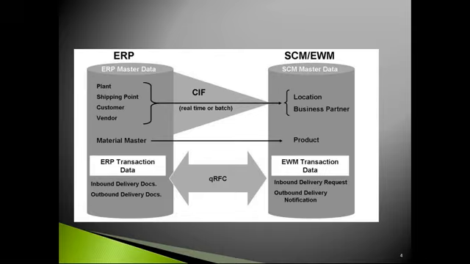Organization data is not treated as master data, if I'm not wrong. Plant and shipping point are organization data. Will they be treated as master data in EWM? No, those are org data there also. In this slide, vendor and customer can be treated as locations as well as business partners.